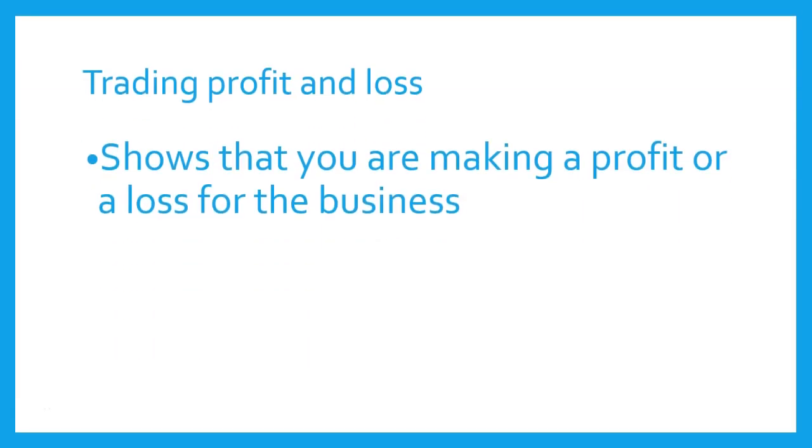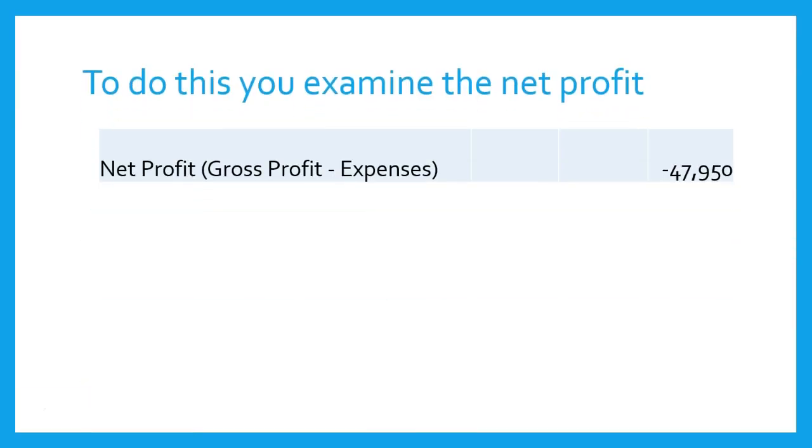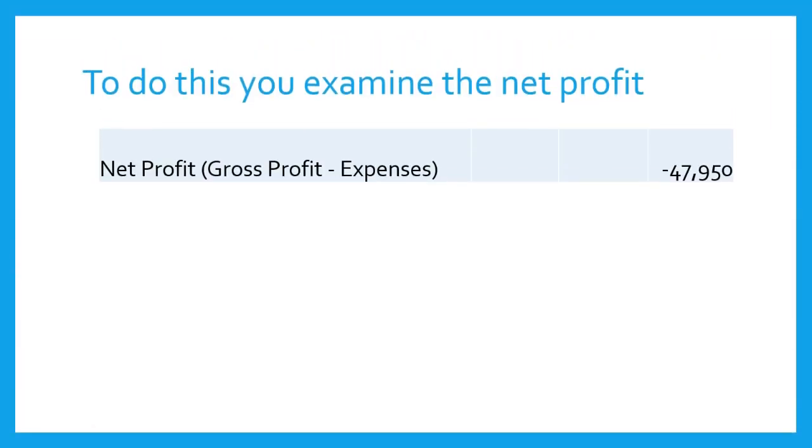So trading profit and loss shows that you are making a profit or loss in the business. So to do this, you need to examine the net profit. So net profit is the gross profit minus the expenses. In this instance, it's negative. Again, it means very similar issues to cash flow. It is normal for a small business not to be making a profit, but obviously you'd want to make a profit as quickly as possible, especially if you're to survive long term, because it means your business model is essentially flawed if you don't make a profit.